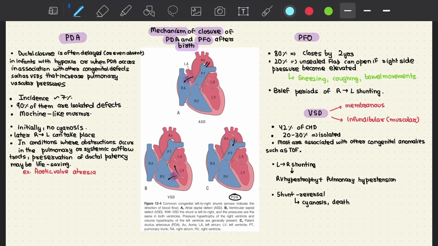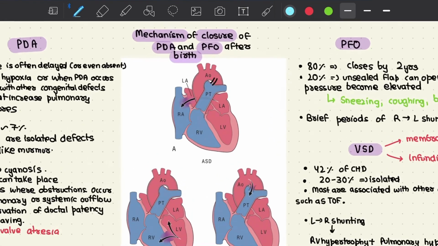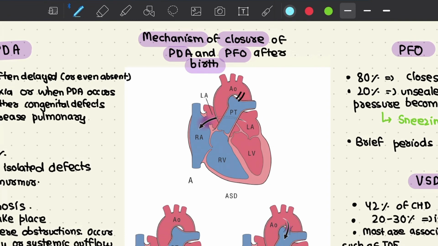Before discussing the other left to right shunt, I would like to divert your attention towards the mechanism of closure of the PDA and the PFO after birth, that is the patent ductus arteriosus and the patent foramen ovale, which are usually not patent after birth. So the ductus arteriosus arises from the pulmonary artery and joins the aorta just distal to the region of the left subclavian artery. During intrauterine life, it permits blood to flow from the pulmonary artery into the aorta, hence bypassing the yet underdeveloped and unoxygenated lung. Shortly after birth, in healthy term infants, the ductus constricts and is functionally closed after 1 to 2 days.